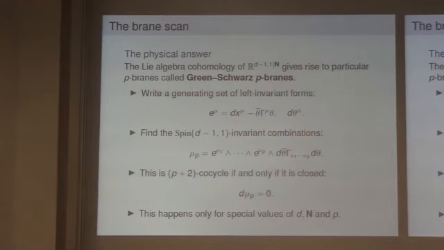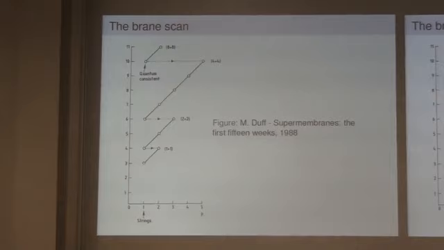It's actually an algebraic condition on gamma matrices, in some cases called Fierz identities. And Fierz identities of this type only happen for special values of the dimension d, the choice of spinor representation N, and the choice of degree p. And if you plot these values, this is a plot of d against p, you find what is called the old brane scan, where for each dot, there's one of these cocycles, one of these mu p's, that is closed. And in fact, physically, for each dot, there is a theory of a p-brane.